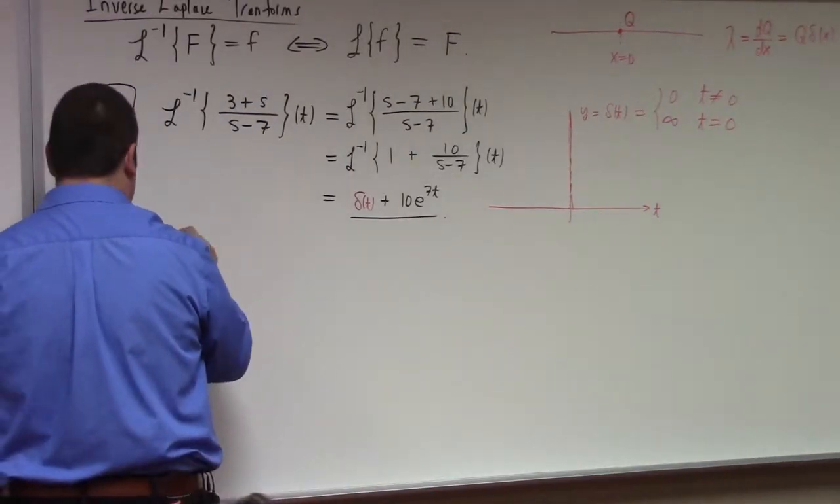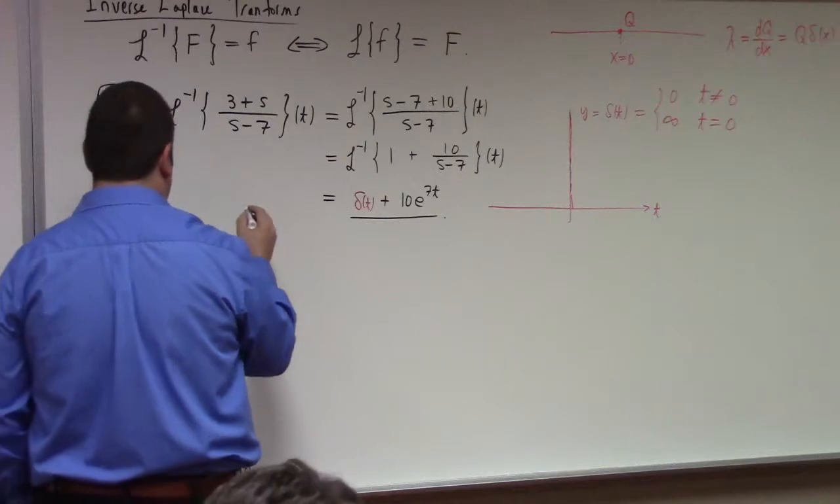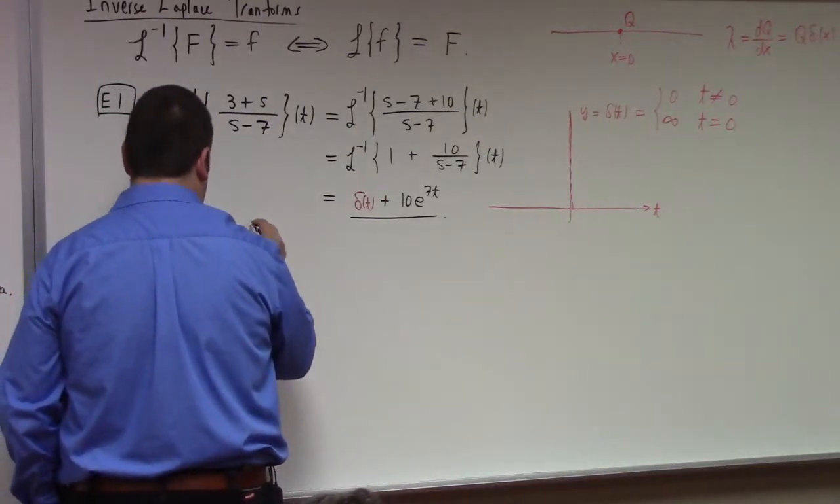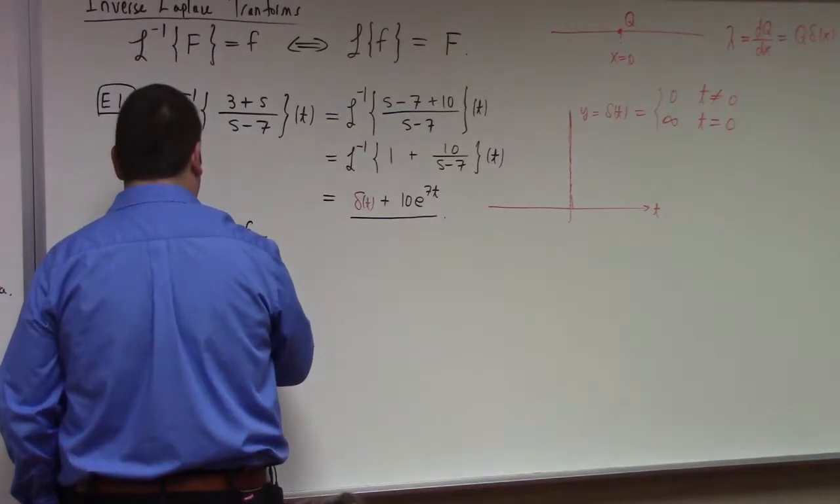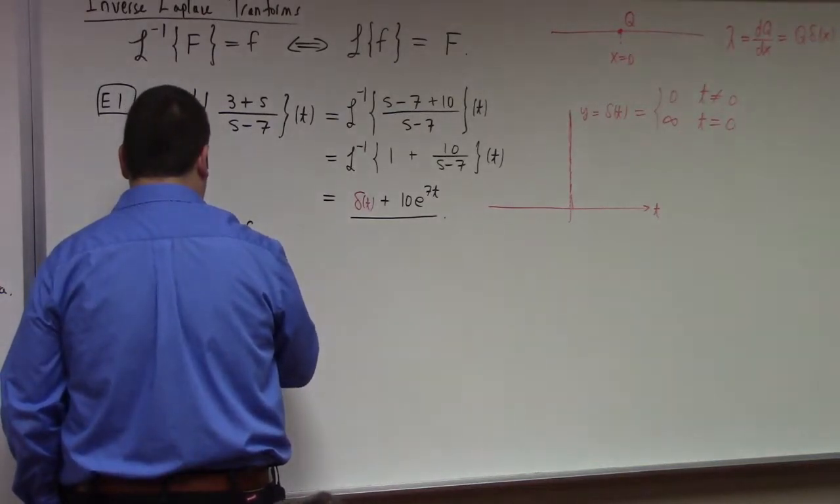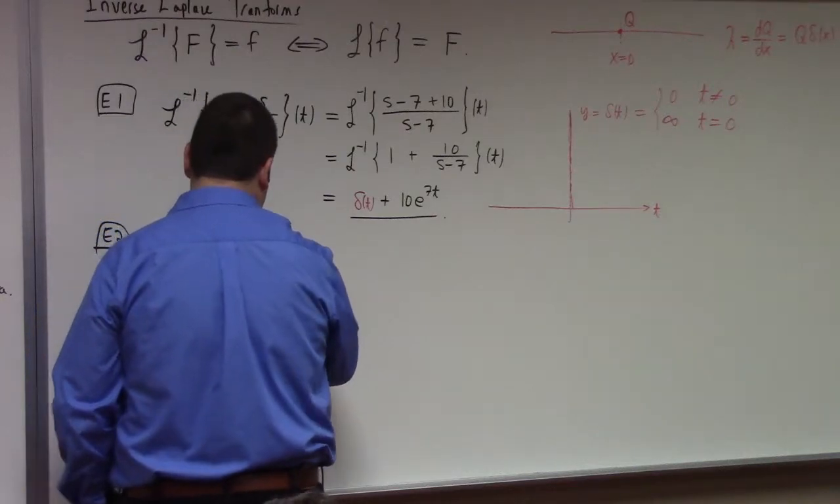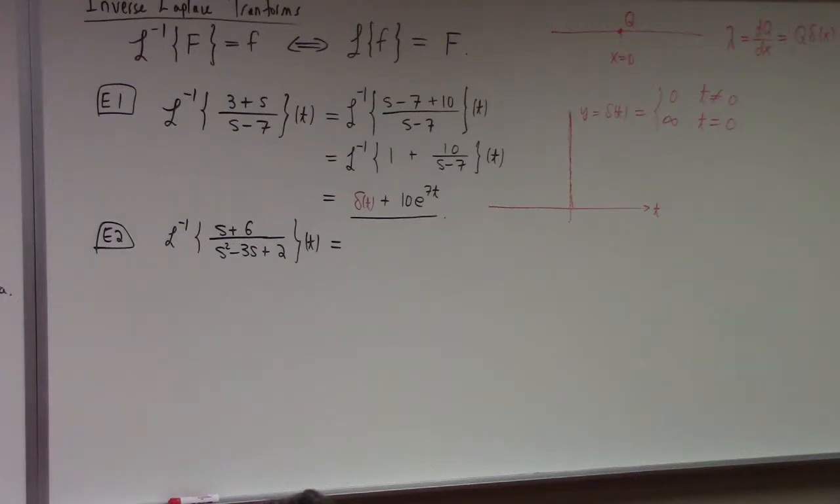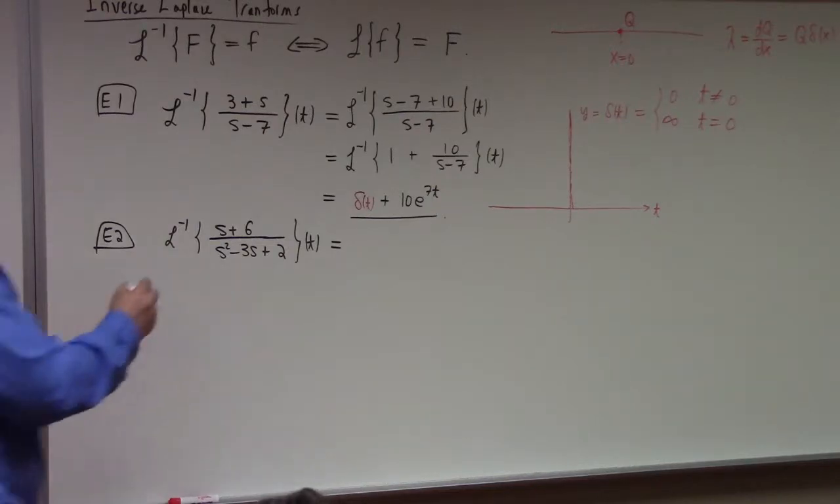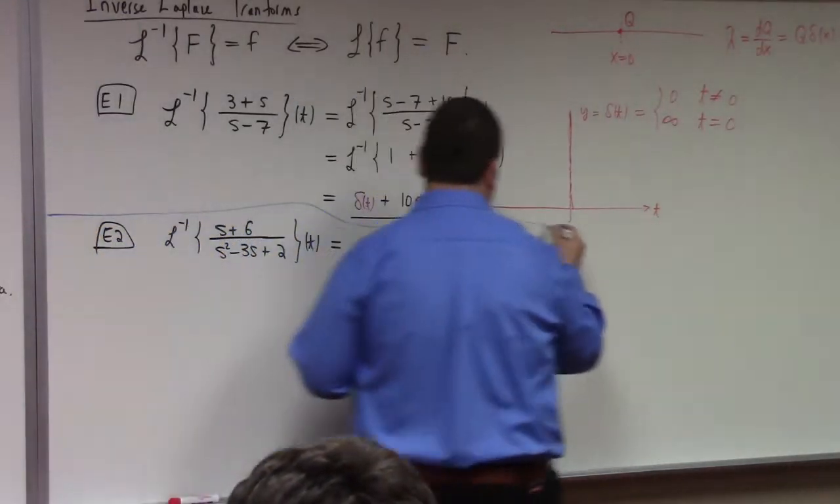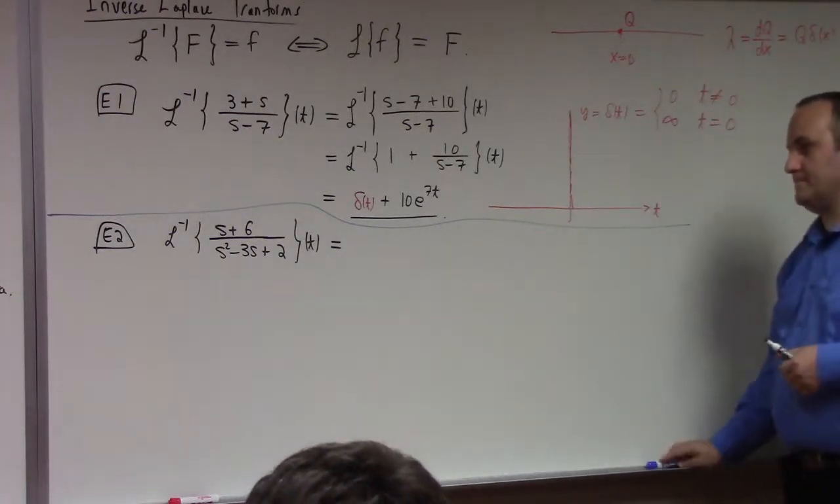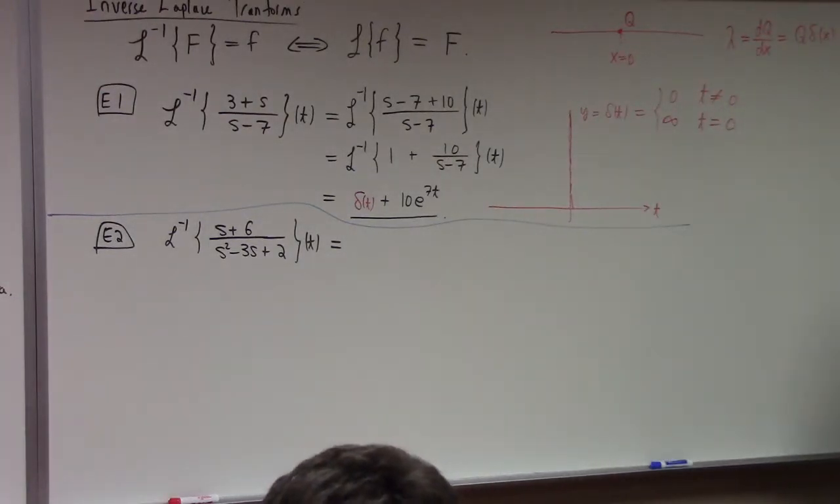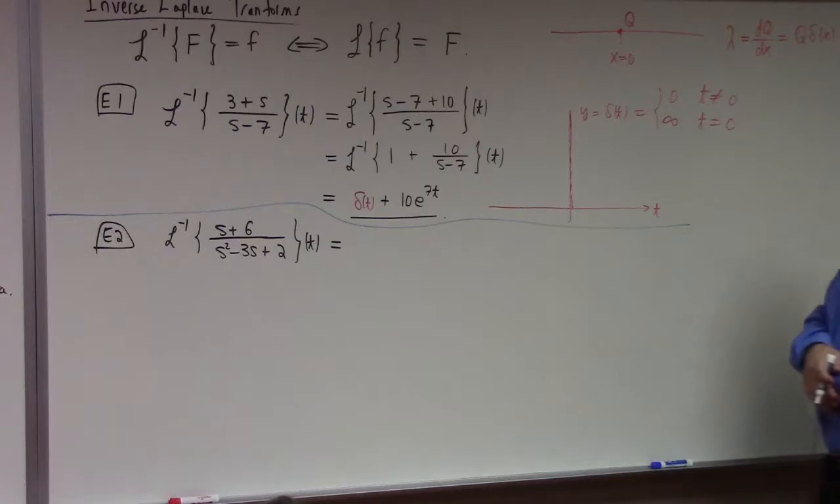How about the inverse Laplace transform of (s plus 6) over (s squared minus 3s plus 2)? So here we need something called partial fractions. I'll show you how it goes.